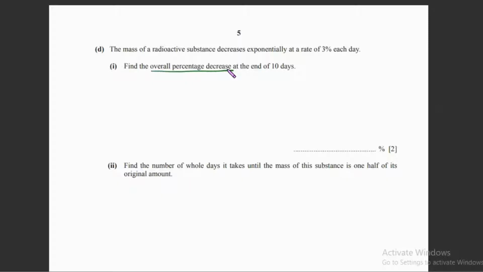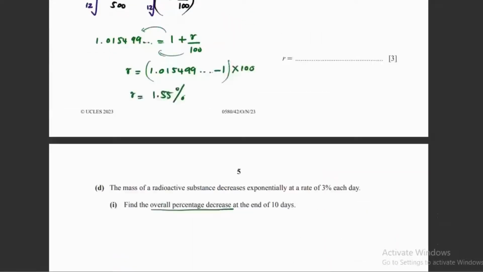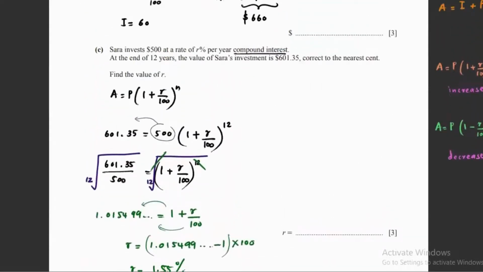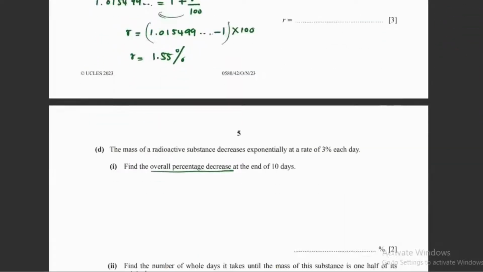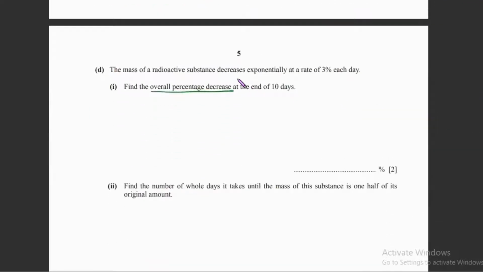Now, when we have a question related to exponential increase or exponential decrease, we can use the same formula that we have for compound interest, but if it's an increase, it will be a plus. If it's a decrease, it will be a minus. Here the question clearly states that it's an exponential decrease, which means I can use the formula A equals P times (1 minus R over 100) to the power n.